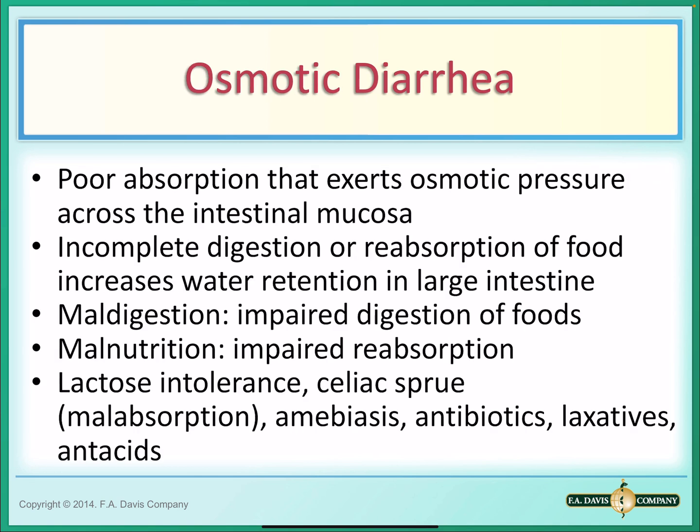Osmotic diarrhea, on the other hand, is caused by poor absorption that exerts osmotic pressure across the intestinal mucosa. Incomplete breakdown or reabsorption of food presents increased fecal material to the large intestine, resulting in retention of water and electrolytes in the large intestine. This is why it is called osmotic diarrhea. This in turn results in a stool that is excessively watery.